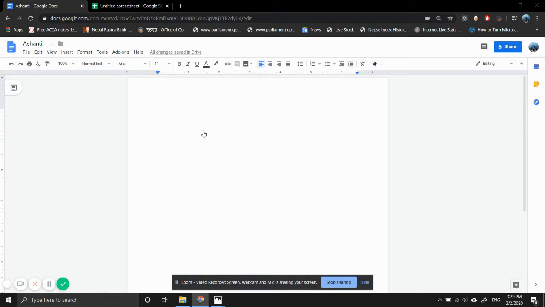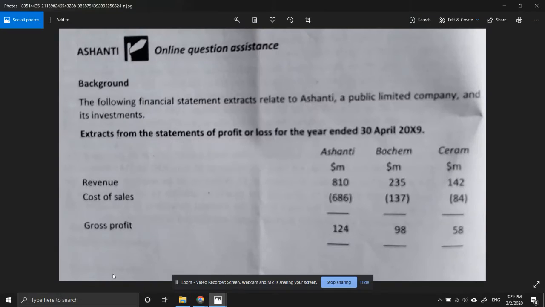So, in this session, we will be doing question number 6, which is about Ashanti. Okay, I think it's question number 5 or 6. Let's see. The number is not there. It's 6 from SPR's exam kit.